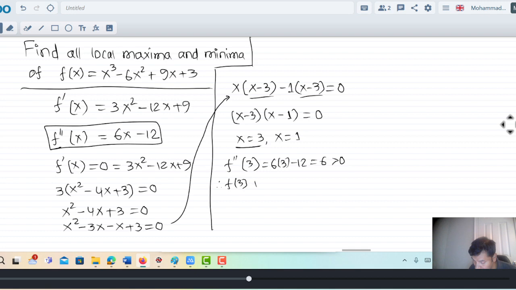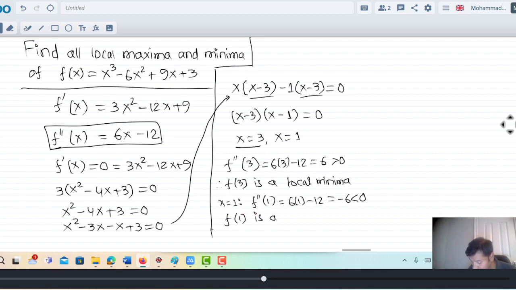So f(3) is a local minima. Now for x equals 1, the second derivative at 1 equals 6 times 1 minus 12, which is negative 6, that is less than 0. So f(1) is a local maxima.